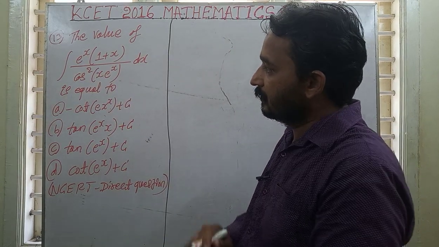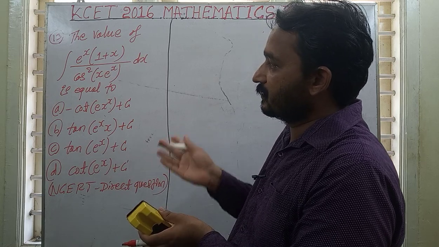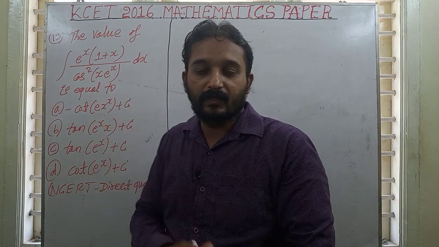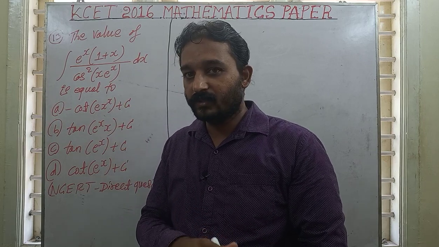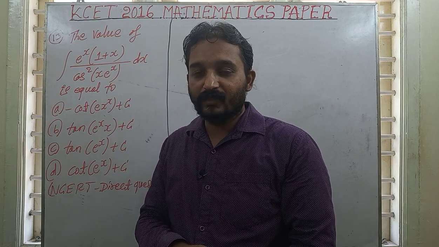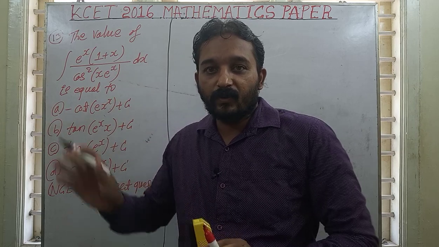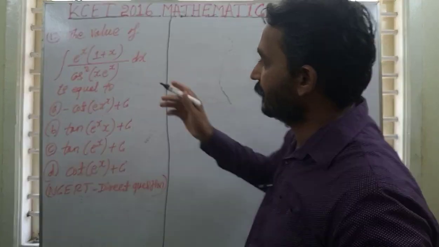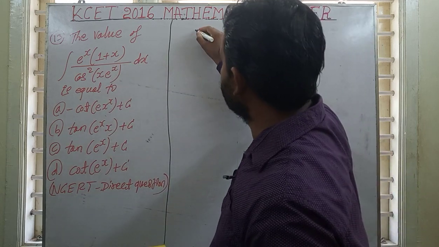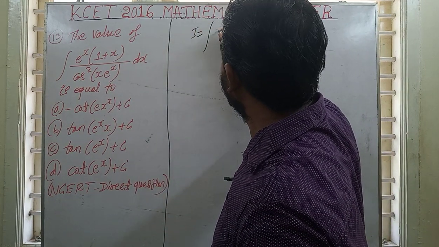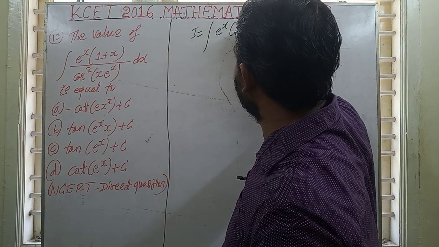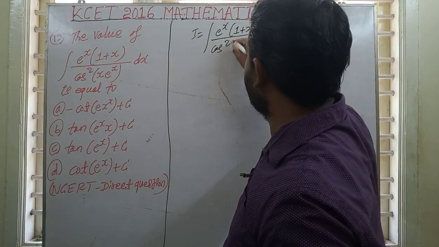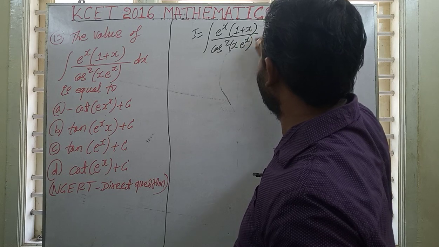Okay, so this question is particularly based on the indefinite integration by substitution method. We know one substitution method formula. Using this formula we have to find this value easily. Let us take I is equal to the integral of e power x into (1 plus x) divided by cos square of x into e power x, with respect to x.